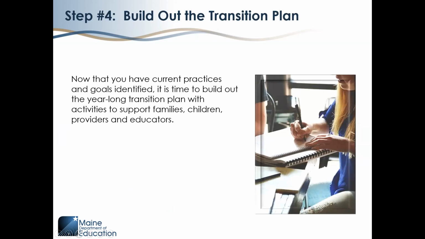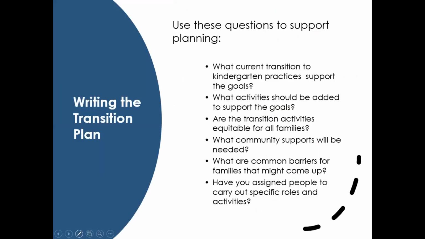Okay, once you've got steps 1 through 3 pretty well underway, then you can start thinking about step 4, which is to build out the transition plan. So you've started to think about your current practices for transitions that have already been happening. You've started to think about some goals, perhaps. Marcy mentioned using the SMART goals strategy. And then you'll start to build out that year-long transition plan with activities to support families and children, the providers, and educators.